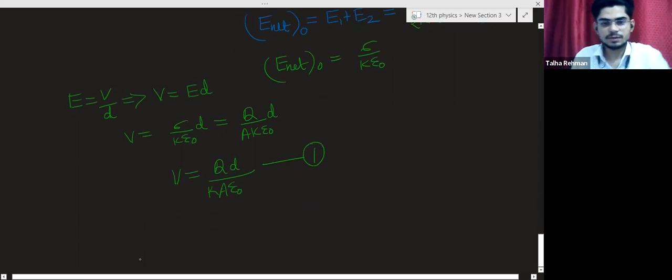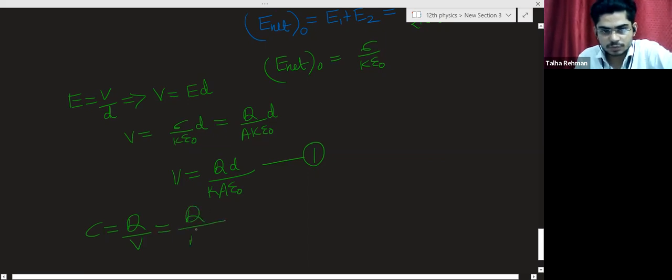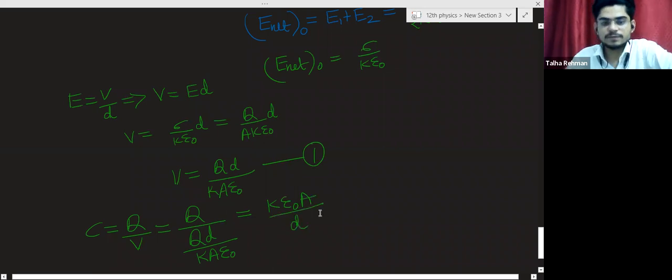And capacitance is charge divided by potential. Now charge is charge Q, potential is Q d divided by k A epsilon naught, and Q cancels. We will get C equal to k epsilon naught A divided by d.